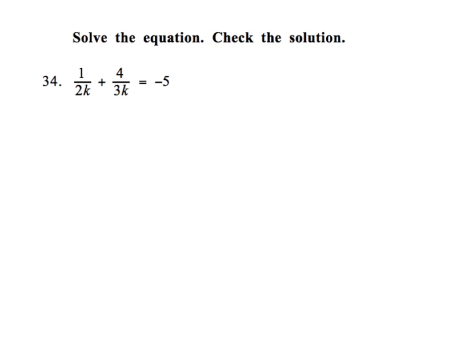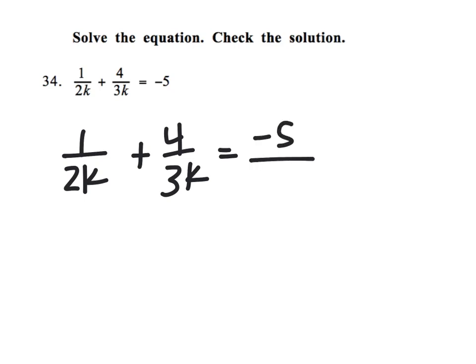So what I notice is that we have 2k and we have a 3k, which is great, and 2 times 3 gives me 6. So I'm going to multiply this guy by 3. Let's rewrite it so it's bigger so we can actually see. So we have 1 over 2k plus 4 over 3k equals -5 over 1.